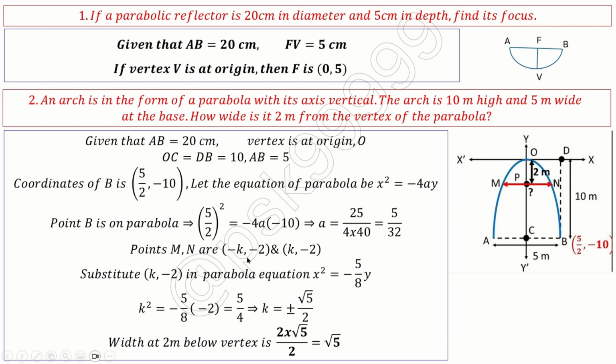Now points M and N are, if I call it k, k comma minus 2 and minus k comma minus 2, because they are 2 below the x-axis. Now substitute this back into the equation with a as 5 by 32. The equation becomes x square equals minus 5 by 8 y. If I substitute k comma minus 2, k square equals minus 5 by 8 into minus 2, which is 5 by 4. So k is plus or minus square root of 5 divided by 2. Now, what is the width? Width is nothing but 2k, because the x coordinate is plus k here and minus k here. So the width MN is 2k, which is square root of 5. That's the answer. Next.